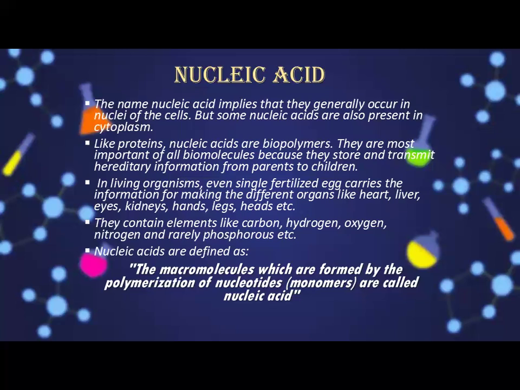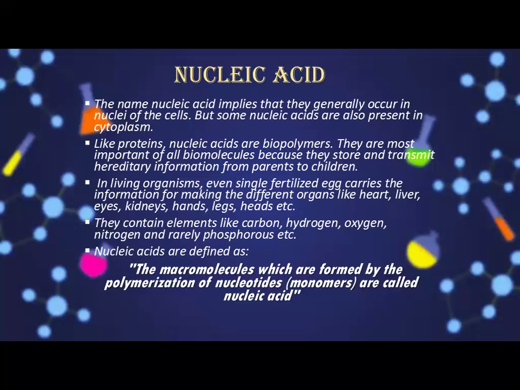So the composition of nucleic acid is made up of the elements carbon, hydrogen, oxygen, nitrogen, and rarely phosphorus, etc. By definition, nucleic acids are macromolecules formed by the polymerization of nucleotides. Likewise, protein is the macromolecule of amino acids, and nucleic acid is a macromolecule of nucleotides.